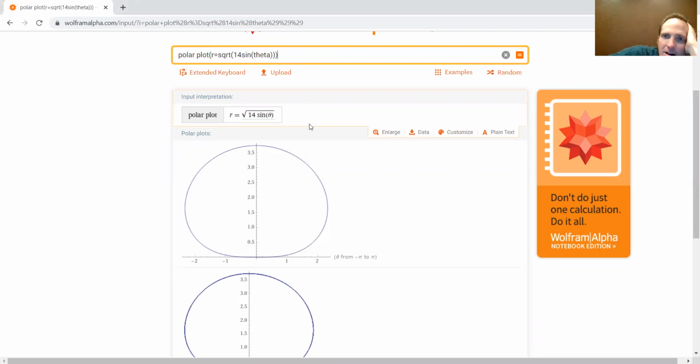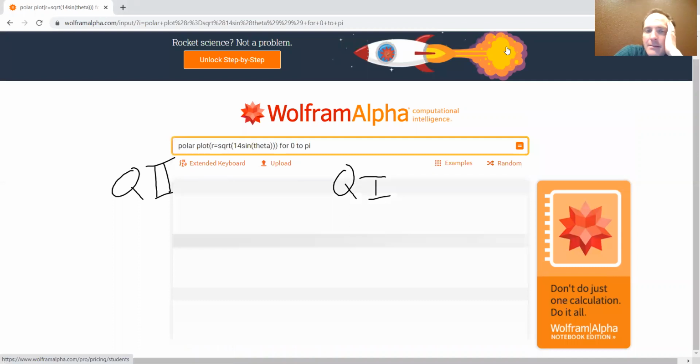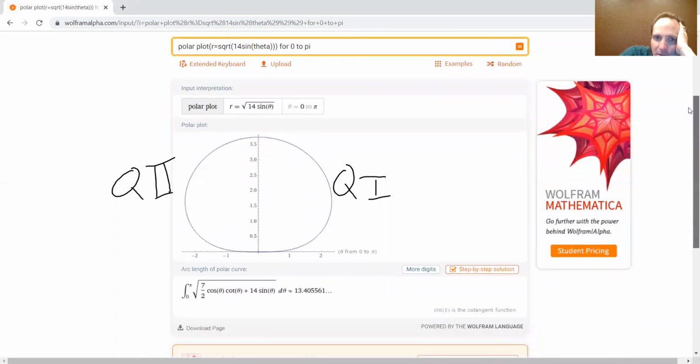So I think about this. This is all in quadrant 1 and quadrant 2. So my guess is I only need 0 to pi. So to hit quadrant 1 and quadrant 2, all I need is 0 to pi. And in fact, look at that. I get the exact same curve from 0 to pi.